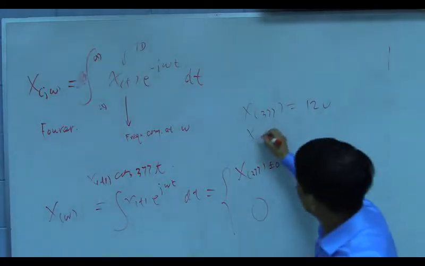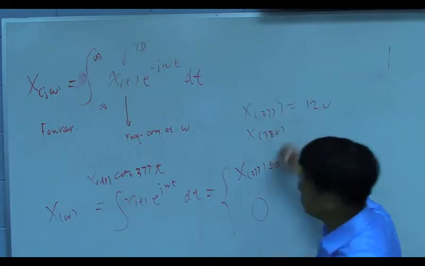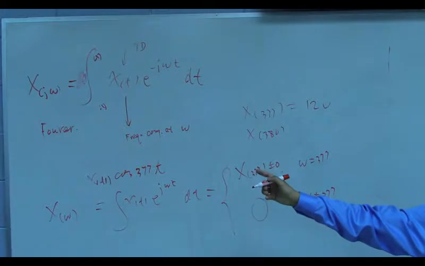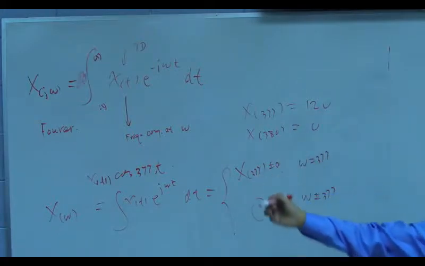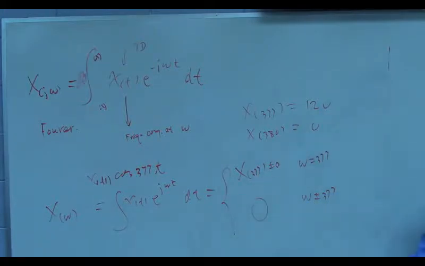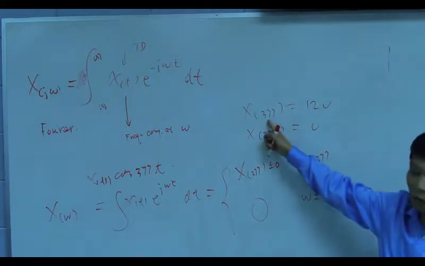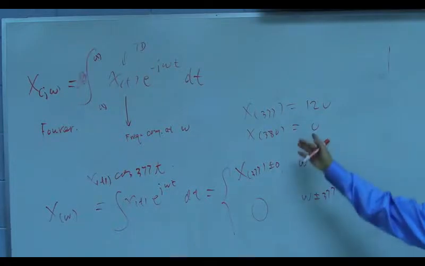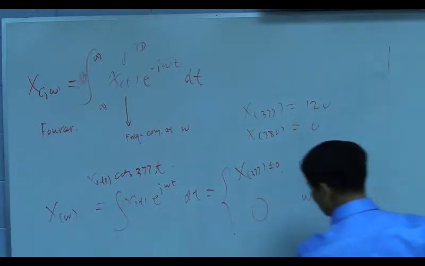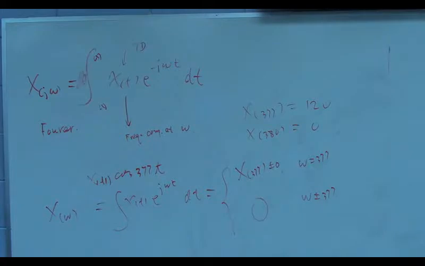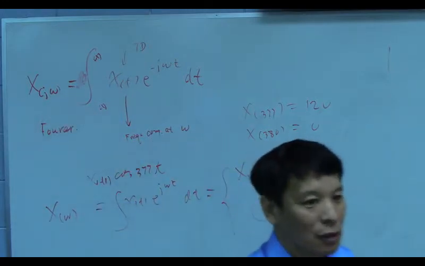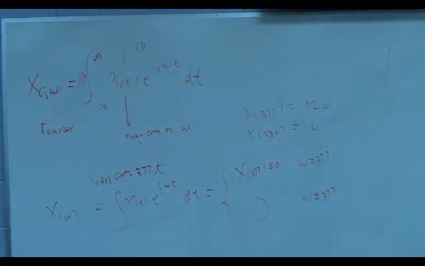How about 370, 380, other frequencies? Equals nothing, right? Because this is ideal. The frequency is only 60 Hz, 377. For all other frequencies, the component equals 0. So that's the only thing you need to know so far. You take the Fourier transform, and at some frequency you get the component at that frequency of the analog signal. That's it.